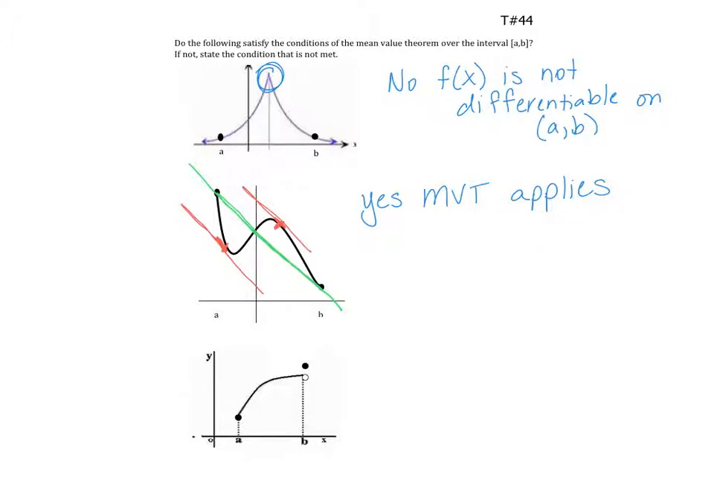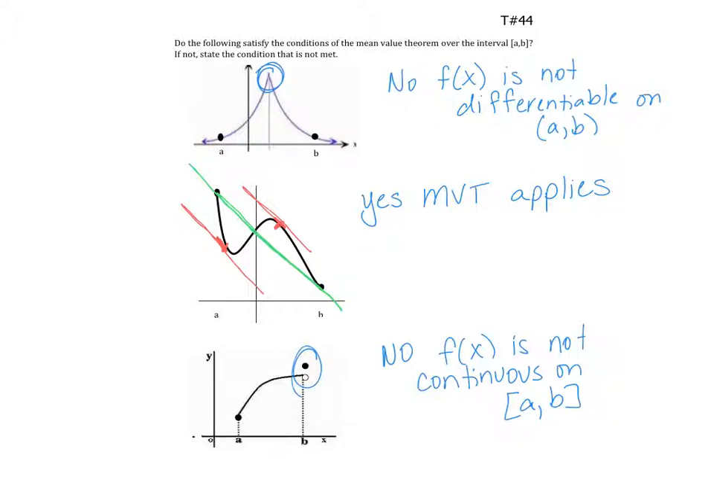And finally, that last one, would the MVT apply there? Nope, because f of x is not continuous on the closed interval. So from A to B, notice it has to be continuous even at the endpoints, and I don't have that, so my function does not satisfy the conditions of the MVT.